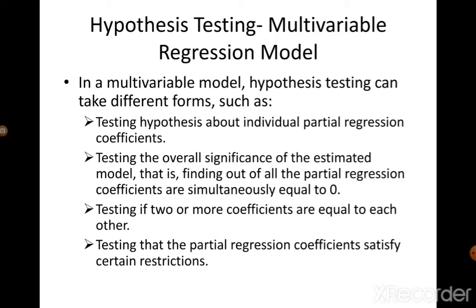will be what we talk about in economics as the marginal propensity to consume. So you might want to check whether, as Keynes said, this marginal propensity to consume actually lies between 0 and 1. So that would be an example of testing whether a particular partial regression coefficient satisfies particular restrictions.